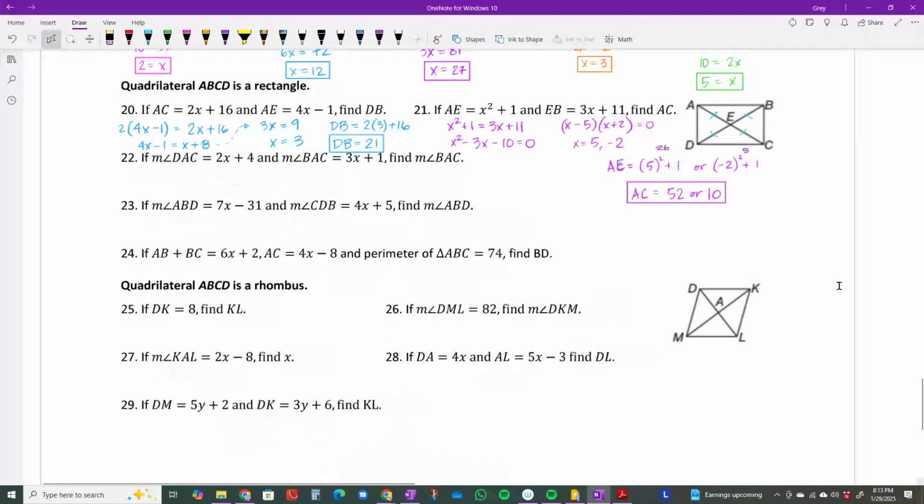All right, look at 22. Measure of angle DAC.